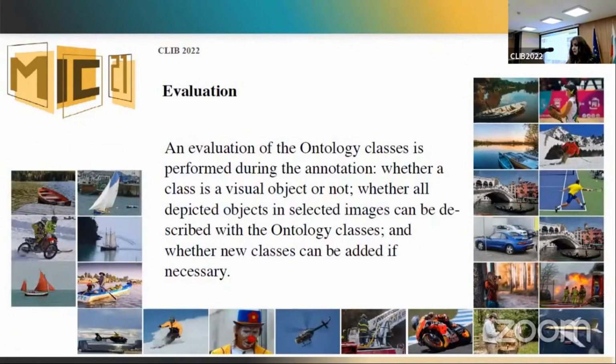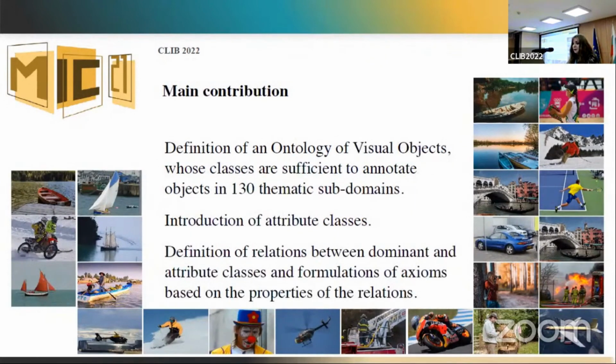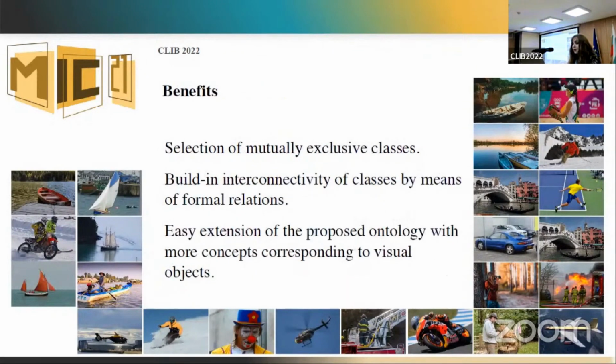We evaluated the ontology during the annotation, whether a class is a visual object or not, whether all depicted objects in a selected image can be described within the ontology classes, and whether new classes can be added if necessary. Our main contributions are that we defined the ontology of visual objects whose classes are sufficient to annotate objects in 130 thematic subdomains. We introduced also attribute classes, and we defined the relations between dominant class and attribute classes that are related with it.